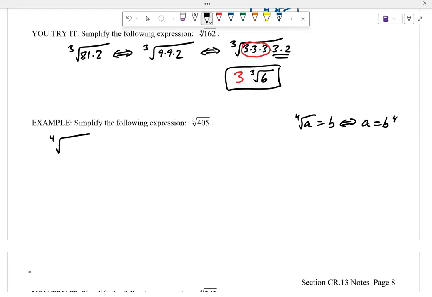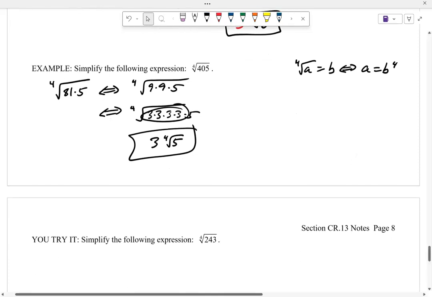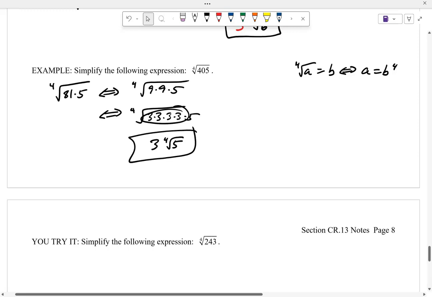I'm going to break up 405. Again, if it ends in 0 or 5, I know 5 is a factor of it. So 405 divided by 5 gives you 81. So I got 81 and 5. And I know my 81 is 9 times 9. And I know those 9s are going to 3s. I'm like, hey, I got lucky. I got 4 of a kind there. So 3 comes out, and I'm left with the fourth root, and I just have a 5 underneath there.